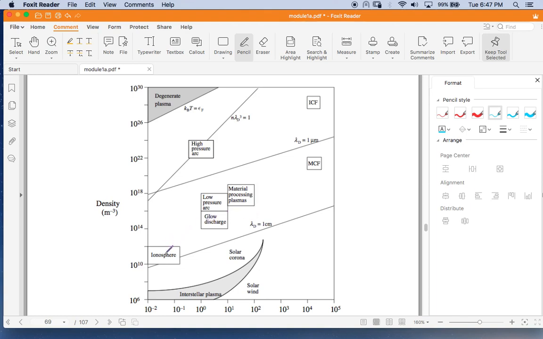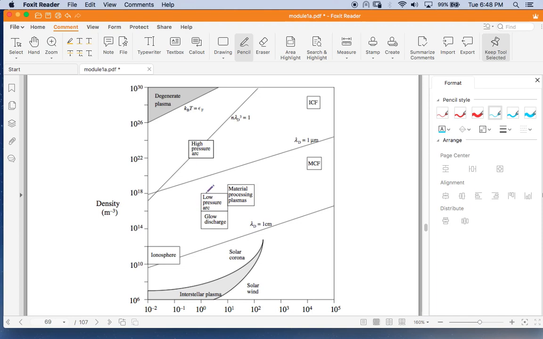In here you have the ionosphere. Here you would have material processing plasmas. You deposit material onto a target. You ionize the material that you want to deposit, and you have a target that's charged, and you sputter stuff onto the target. This is how material processing is done. So the density and temperature of those kinds of plasmas are somewhere here.